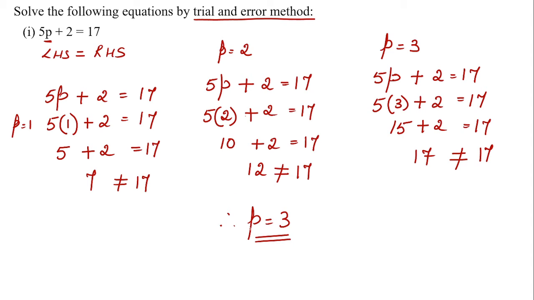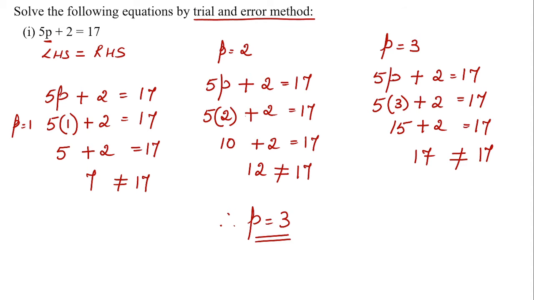In short, if we take value of p is equal to 3, the left hand side of the equation will become equal to the right hand side of the equation. Now, if the value is not given, then we need to fix a value and try which value will hold good. That is why it is called as trial and error method.